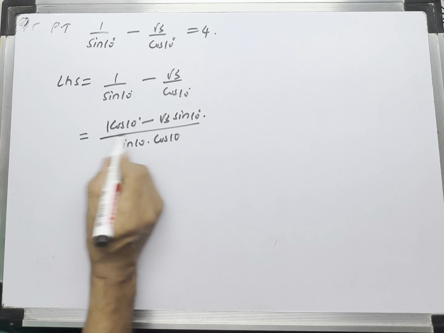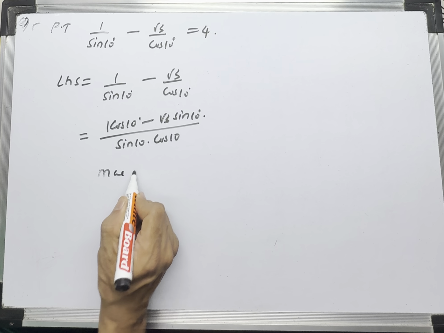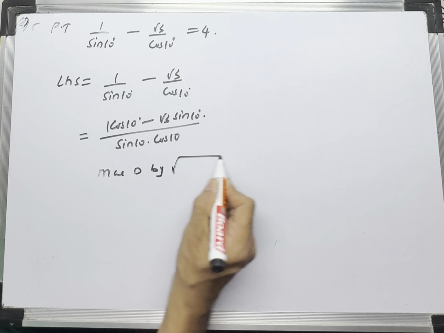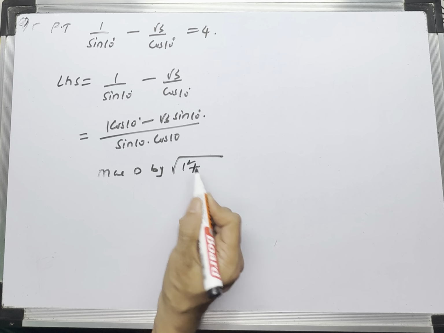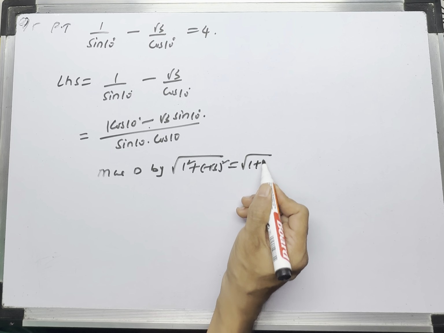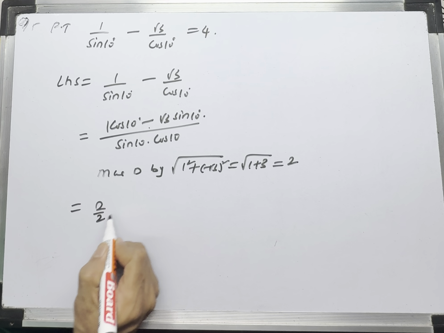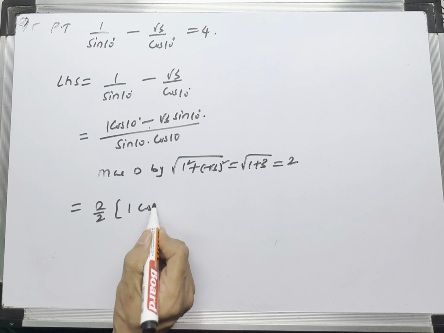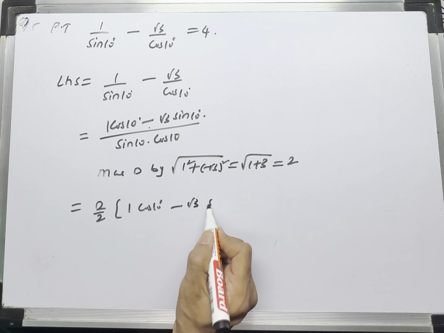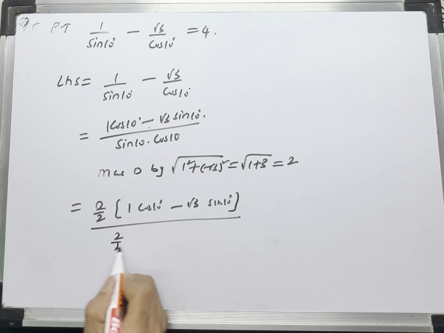Once we have cos and sine terms with multiples, you have to multiply and divide by the square root of the coefficient of this one square plus the coefficient of this one square. So root over 1 plus 3, that is root 4, which is 2. So multiply and divide by 2 in the numerator, minus root 3 sine 10 degrees, divided by, multiply and divide by 2 in the denominator.